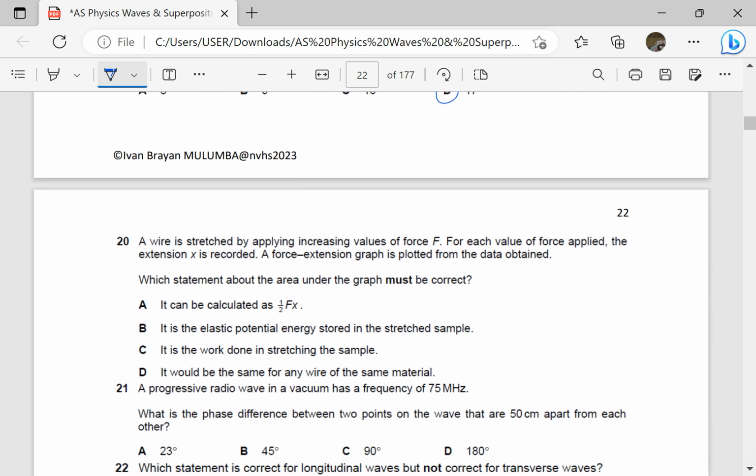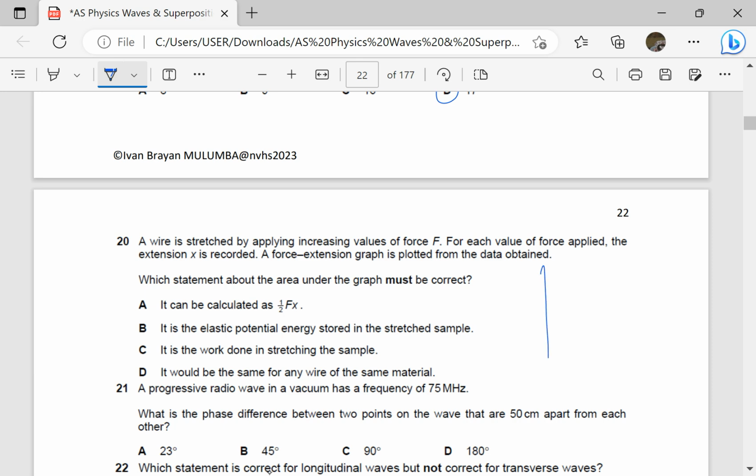A wire is stretched by applying increasing values of force F. For each value of force applied, the extension X is recorded. A force extension graph is plotted from the data obtained. Which statement about the area under the graph must be correct? This question must be just misplaced, but we shall still answer it. It is not in waves, it is in Young modulus.